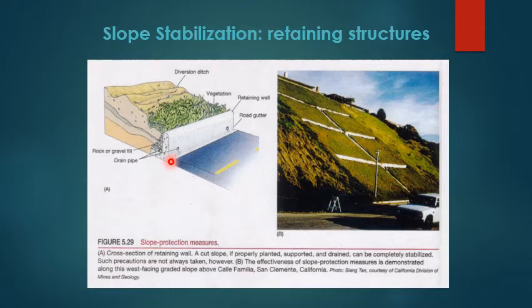It has a much thinner stem and utilizes the weight of the backfill soil to provide most of the resistance to sliding and overturning. This is a graded slope with surface drains. Graded means the slope was cut in such a way that the materials become more stable at that particular angle.